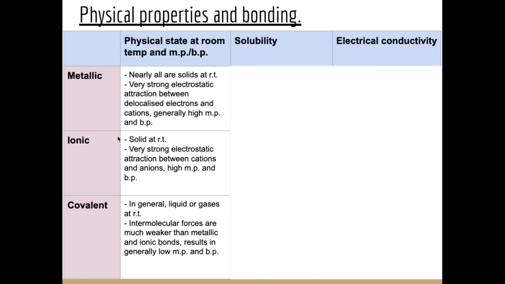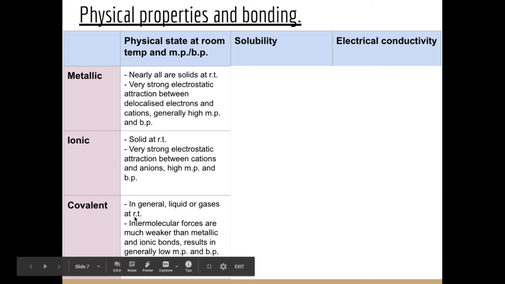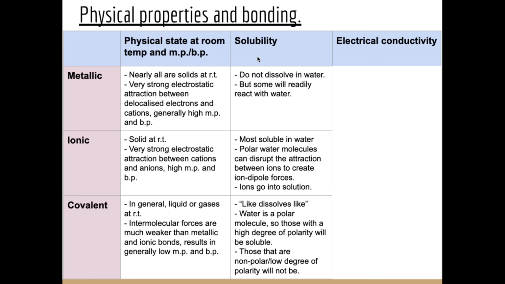Our ionic solids, solid at room temperature. Our ionic substances have a very strong electrostatic attraction between the cations and anions. Similarly, this will give a high melting point and a high boiling point. Our covalent, as we just saw, in general, will be liquids or gases at room temperature. It depends on the intermolecular force that is present that we've just looked at this lesson. But in general, they are much weaker than the metallic and the ionic bonds, which will give generally low melting and boiling points. Solubility, so the ability for something to dissolve in water.